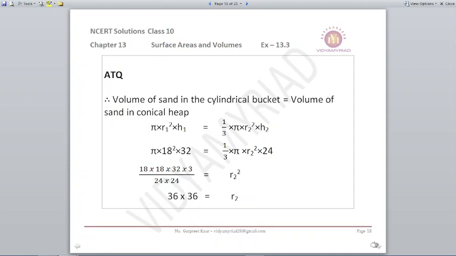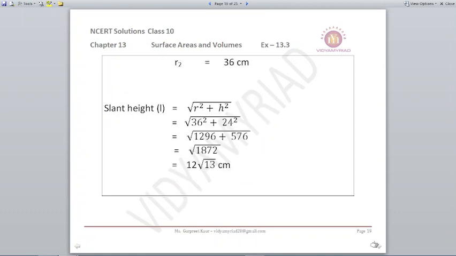So pi into, for the cylindrical radius is 18 into 18, height is 32 is equal to 1 upon 3 into pi into r square. We have to find out the radius into 24. So on solving this, pi gets cancelled. So r square comes out to be 36 into 36. What does it mean? Radius is 36 centimeters.